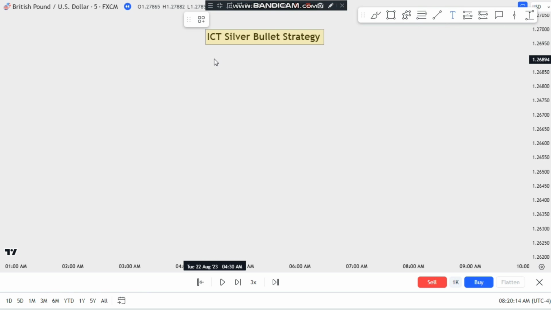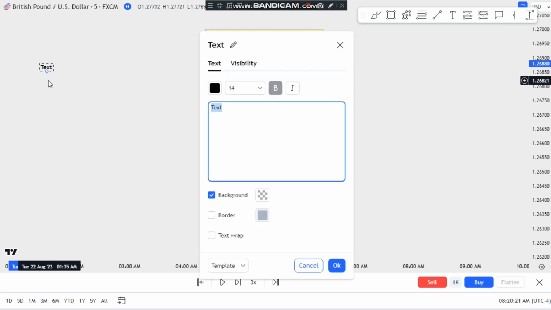So the first question that will come to your mind is, what is ICT silver bullet strategy? So ICT silver bullet strategy is a time-based strategy, okay? Like, you have to trade within a certain window in the silver bullet strategy, and that window is 3 to 4 a.m. New York time and 10 to 11 a.m. New York time. Okay, let me correct it. 10 to 11 a.m. New York time. You can't trade in any other timings.